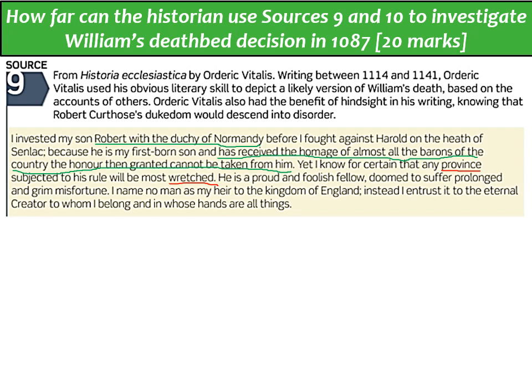He's really then stuck the knife in here. "He's a proud and foolish fellow, doomed to suffer prolonged and grim misfortune." And in terms of contextual knowledge, we can talk about the movements of Robert, the various fallings out that he's had with William, and how this has been quite a consistent feature throughout William I's time as Duke of Normandy and as King of England. So that perhaps would be my second inference that I would focus in on. And so far, I'm just going in order of the sentences that we've got.